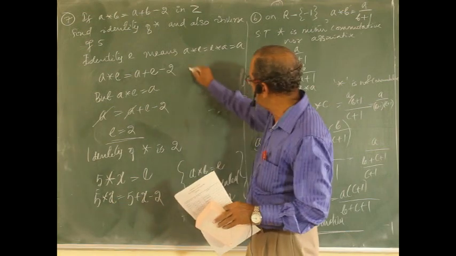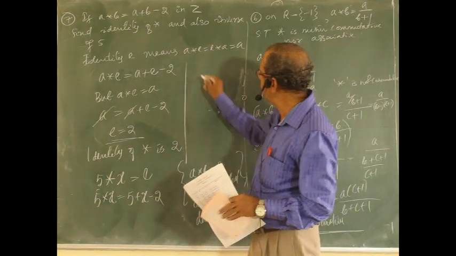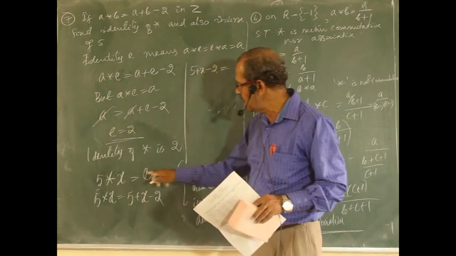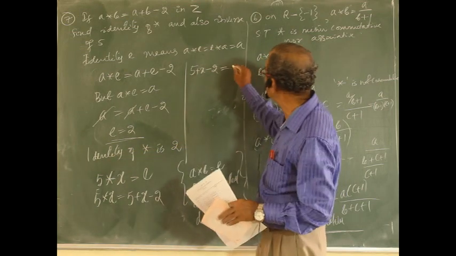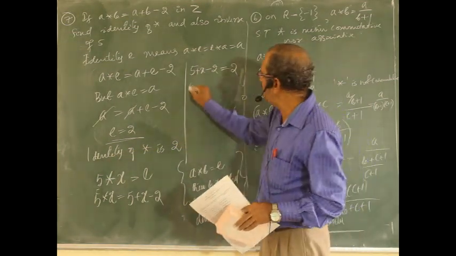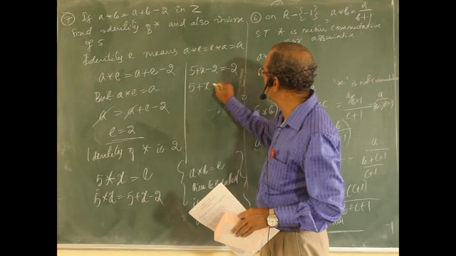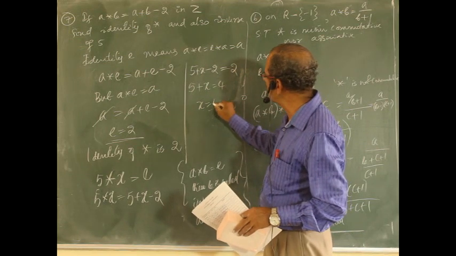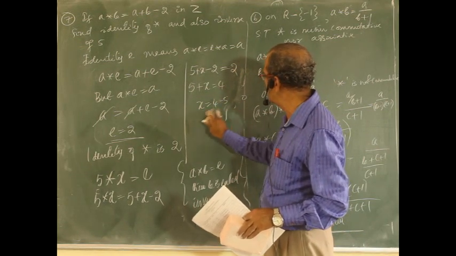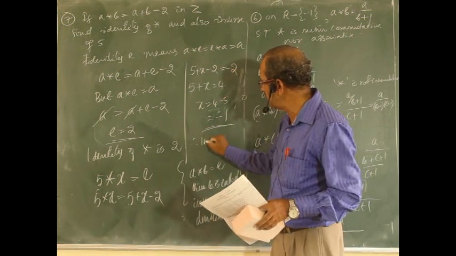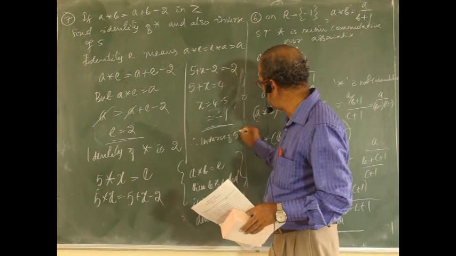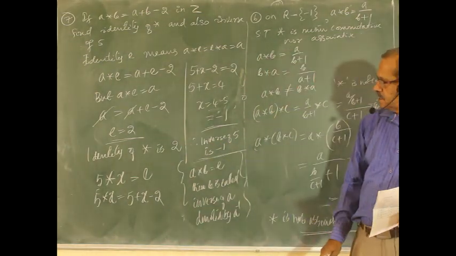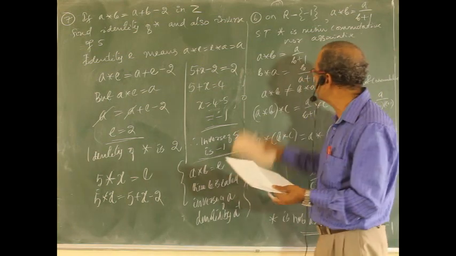Comparing both the equations, you get 5 plus x minus 2 equal to identity. Identity already we got, 2. Or 5 plus x equal to 4. X equal to 4 minus 5, which means minus 1. So inverse of 5 is minus 1.